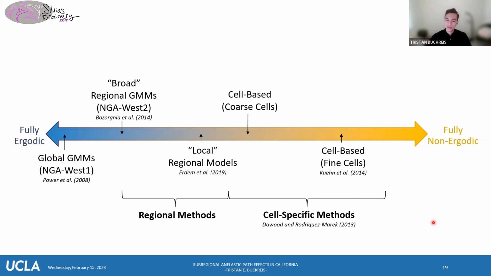developed today. You have your regional methods, which are a little bit better than ergodic models, but still average over a pretty wide area. And then you have your cell-specific methods, which do a better job, but they're sometimes hard to implement because there are a lot more sub-calculations that you have to run, and it's just a little bit more complicated of a model, and there are some physical limitations.